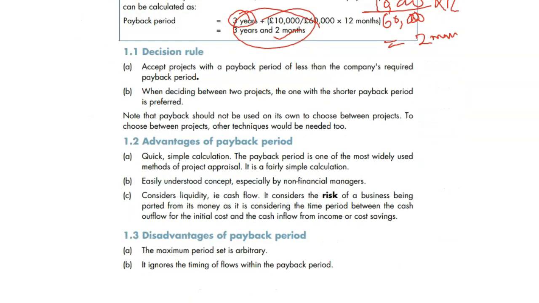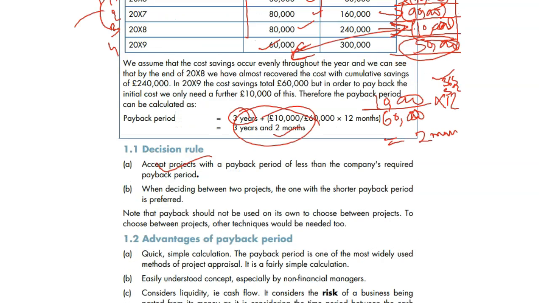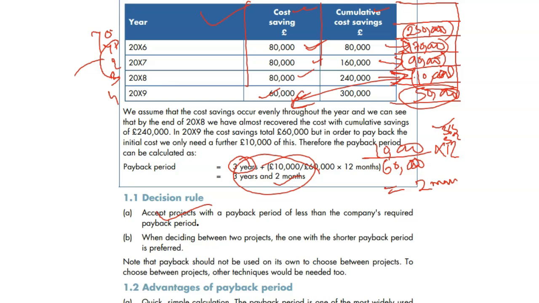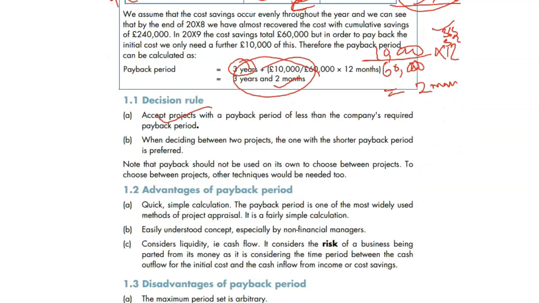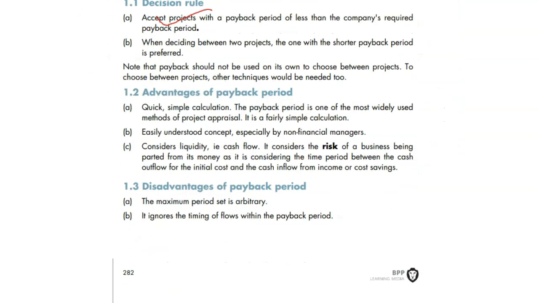What is the decision? Do you accept or not? Yes, accept it, because the total lifetime of the asset is 4 years, but you're getting paid back before 4 years, which is good. You get some profit here. There are some advantages and disadvantages. Number 1, it is very quick and easy. It considers liquidity and cash flow. It considers risk: if you get paid back quickly, it's less risk, isn't it?